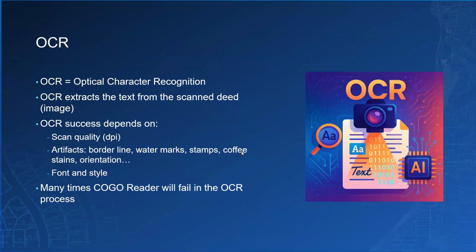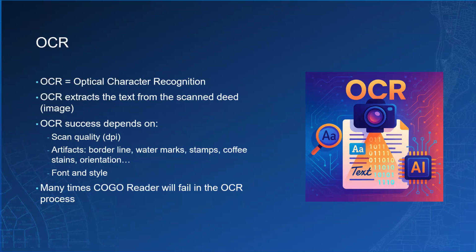We might use the term OCR. OCR stands for optical character recognition. What OCR does is extract the text from scanned deeds. Some PDFs, as you know, have text in them that you can actually copy paste, but because most of the deeds are signed and stamped, they are being scanned as an image. And then we have to use OCR on those in order to extract the text.